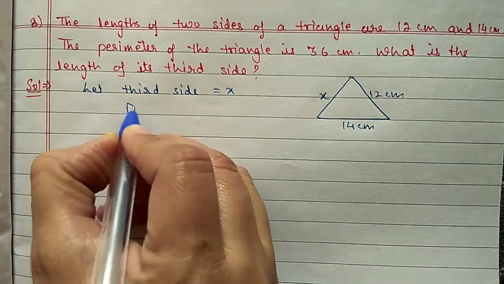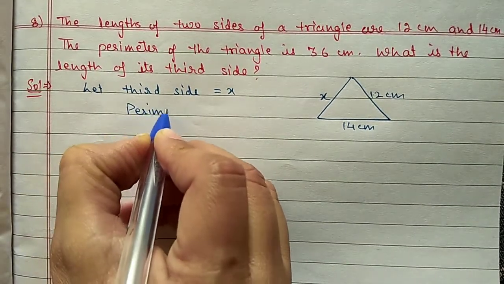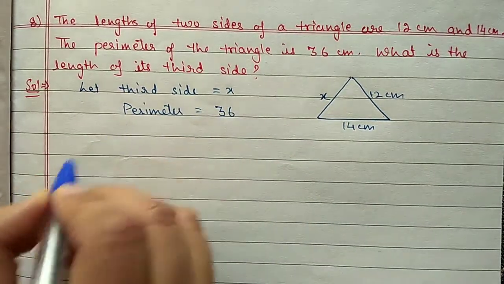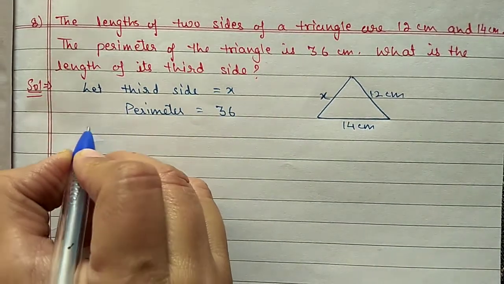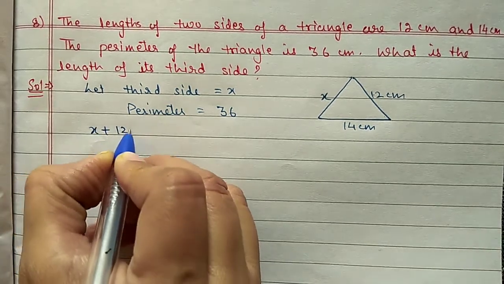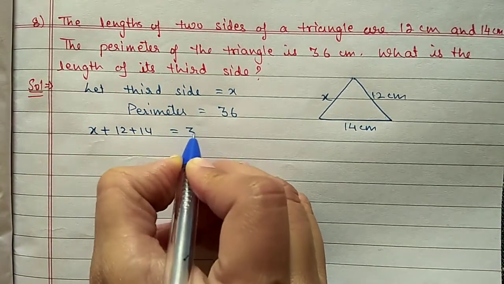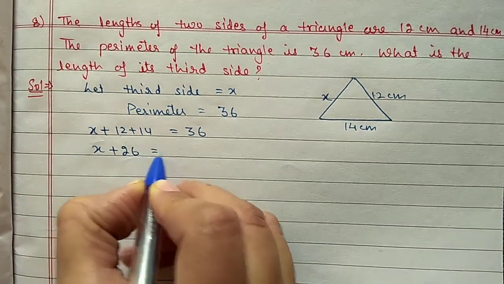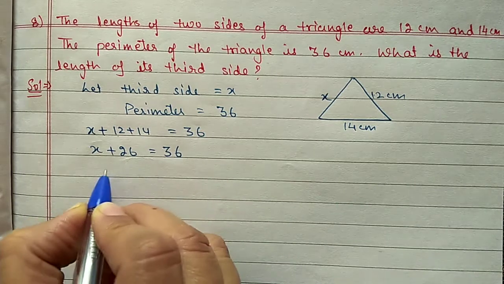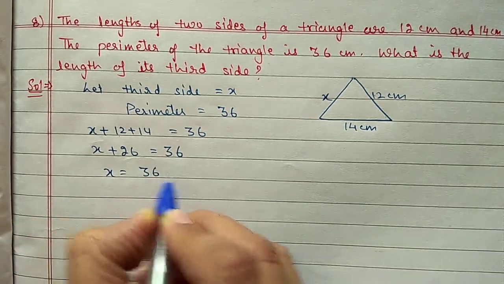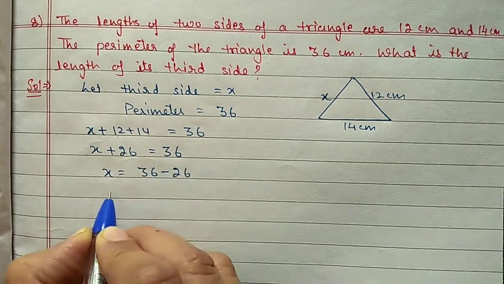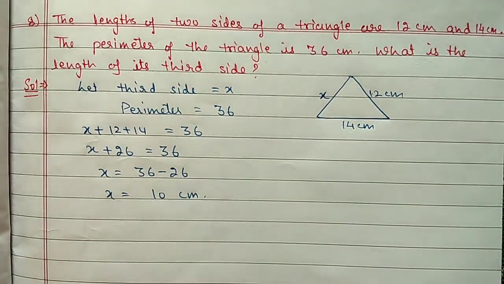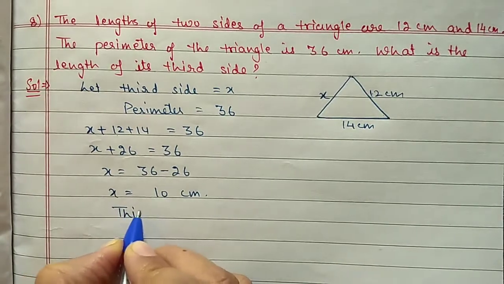then perimeter is given 36, and if we go by formula, perimeter means the sum of all three sides. So first side is x, 12 and 14, which is equal to 36, and 12 plus 14 will become 26, so x plus 26 is equal to 36, and 26 we can shift another side. So we will get x equal to 36 minus 26 is equal to 10 centimeter. It means third side is equal to 10 centimeter.